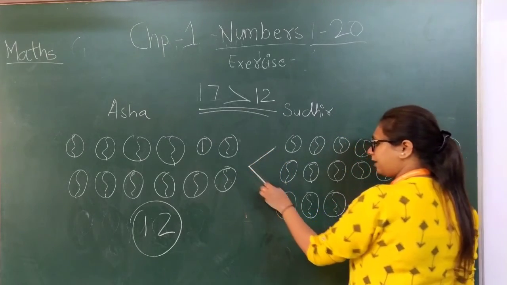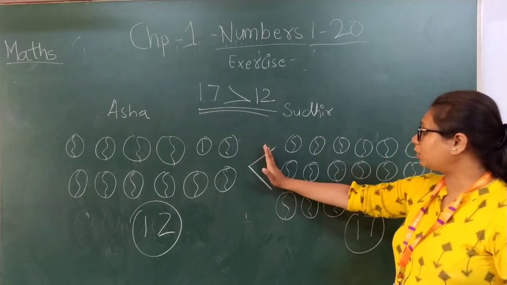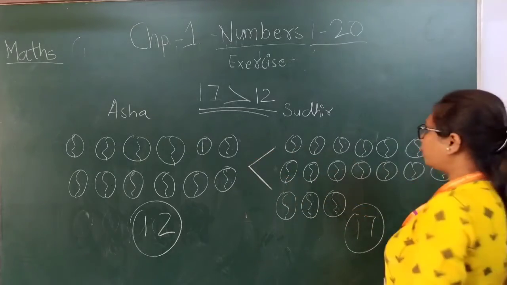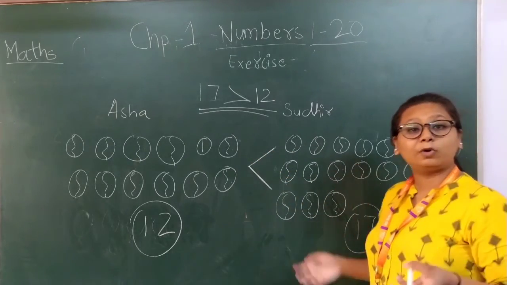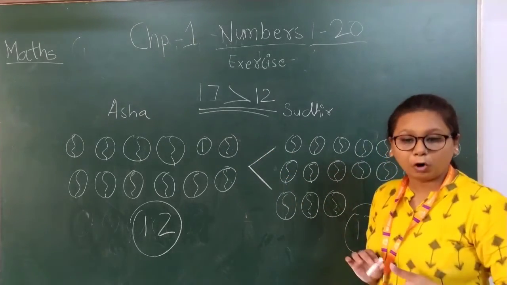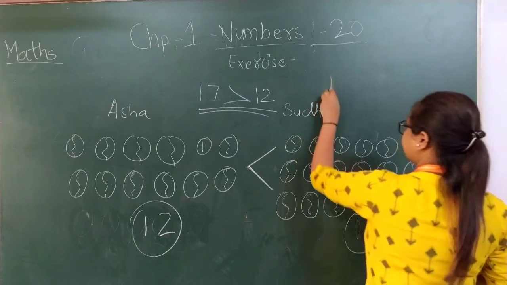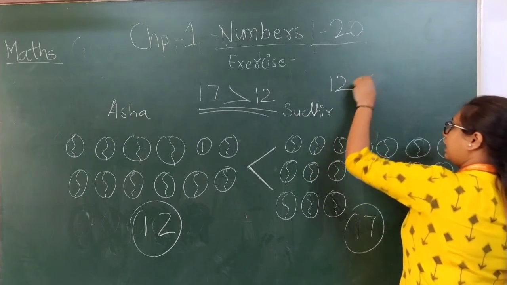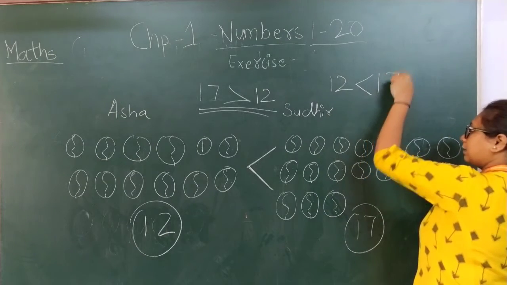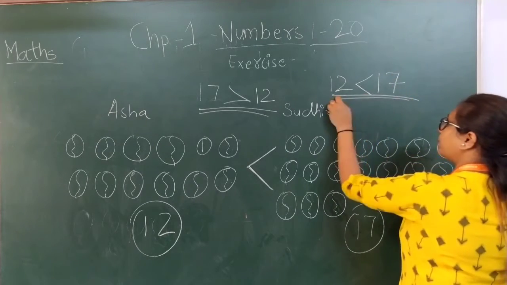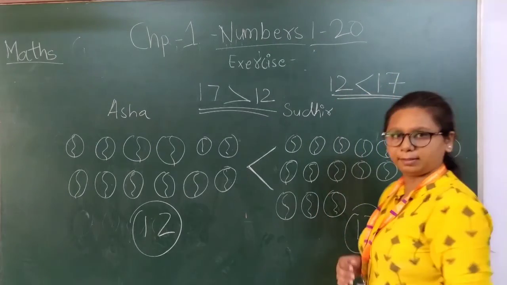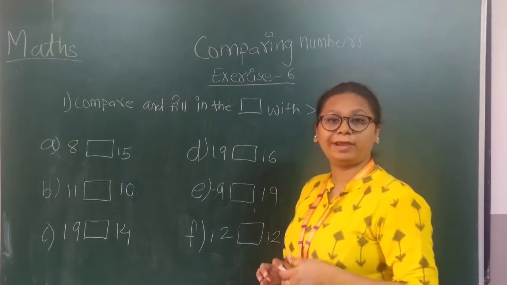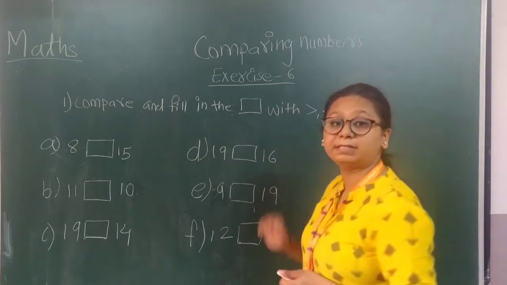Because Sudhir has 17 balls, the mouth of this bracket will open towards Sudhir, because the count of Sudhir's balls is more. So if you write it like this, 12 is lesser than 17. The mouth always opens on the bigger number. Okay students, so moving forward to exercise number 6.